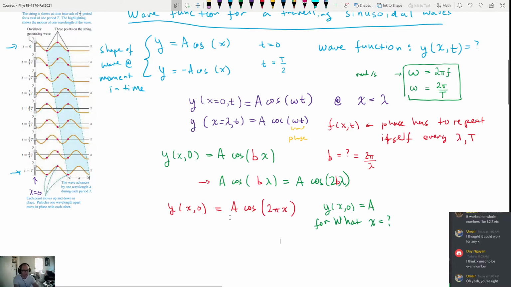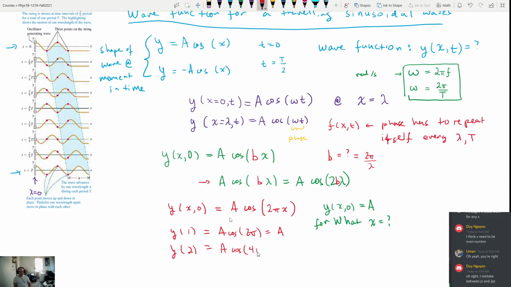So if we plug in x equal to 1, y of 1 gives you a cosine of 2 pi, and that's equal to a. If you do y of 2, I left out 0, but 0 works as well, you can do 0 as well. Then you get a times the cosine of 4 pi, and that's equal to a. If you do y of 3, then you do a cosine of 6 pi, and that's also equal to a. You can plug these into your calculator. Cosine of 2 pi, cosine of 4 pi, cosine of 6 pi, you'll get 1 for all of those, right?